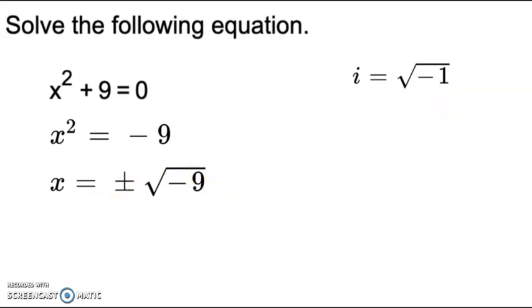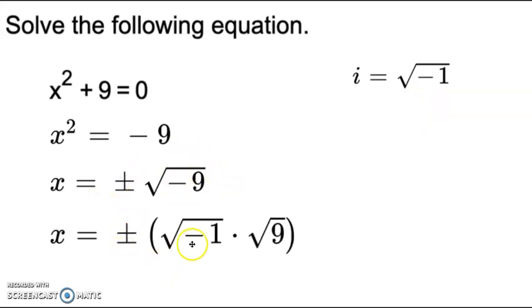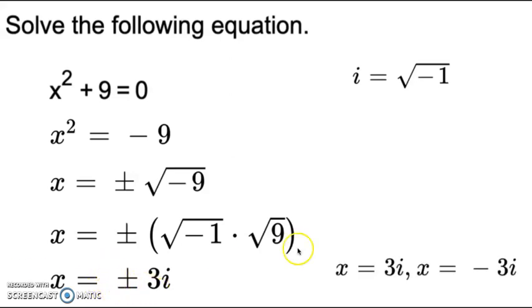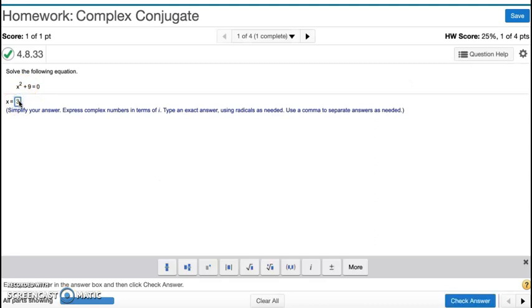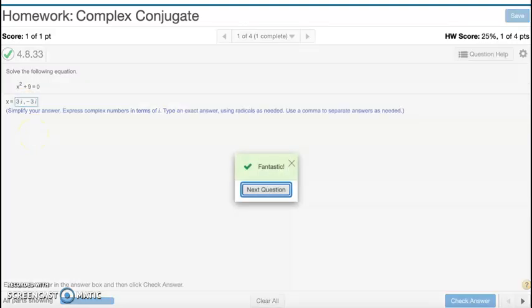So we can rewrite this as plus or minus the square root of negative 1 times the square root of 9. And the square root of negative 1 is i, and the square root of 9 is 3. So we have plus or minus 3i, which is another way of saying 3i and negative 3i. So let's type that in as our answer. So 3i, comma, negative 3i. And that's number 1.